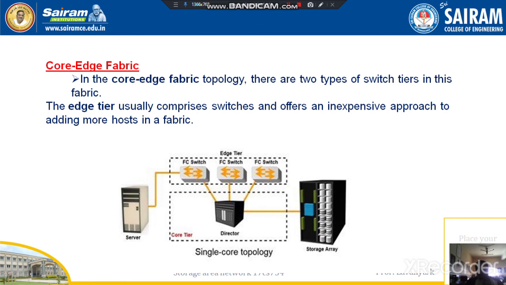And we have two types of core-edge fabric: single core topology and dual core topology. In a single core topology, all the hosts are connected to the edge tier and all storage is connected to the core tier. I am repeating, all the hosts on the edge tier and all the storage on the core tier.